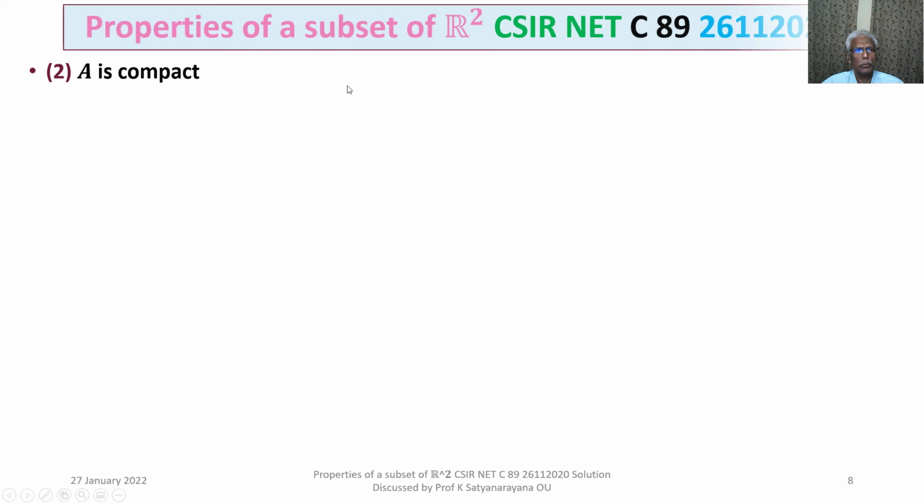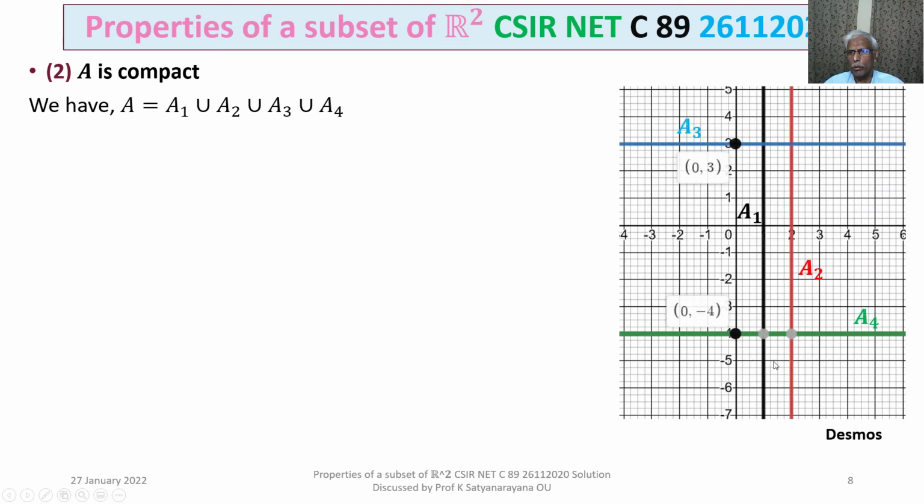We move on to the second option, and the statement is: A is compact. So we have that A is equal to A1 union A2 union A3 union A4, and clearly each Ai, i equal to 1, 2, 3, 4, is unbounded. Take A1, A1 is unbounded, so it extends from minus infinity to plus infinity on the y-axis, on the ordinate side. So A1 is unbounded, A2 is unbounded, A3 is unbounded, A4 is unbounded. Each one is an unbounded set.